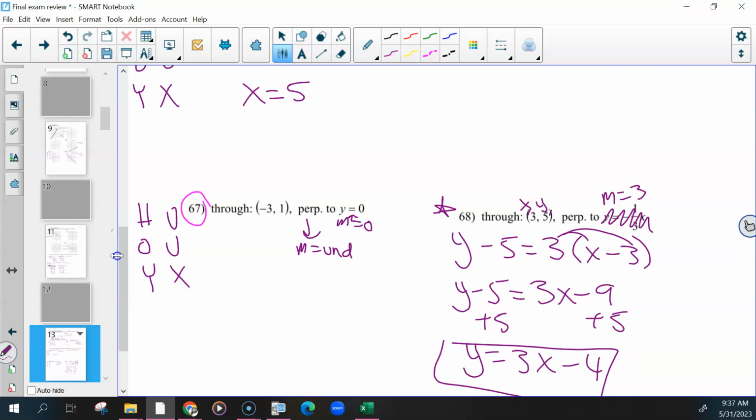So we're no longer focused on the 0 slope. We don't need that part anymore. We need the undefined slope. So an undefined slope is an x equals, and you look at your x value. So again, there's no real work. You just have to know the types of slope, the types of equations, and how to find the value. Other questions on this page? Go on to the next one.